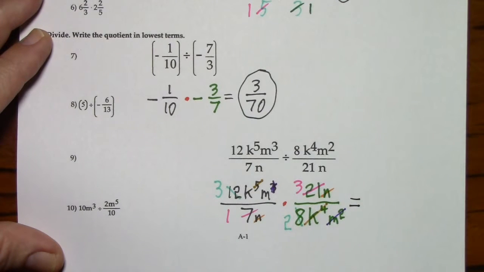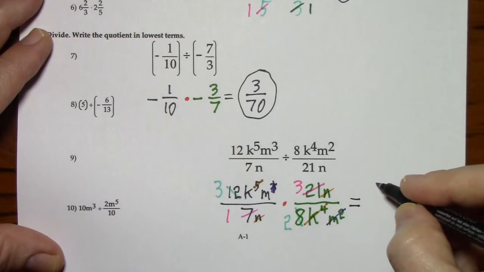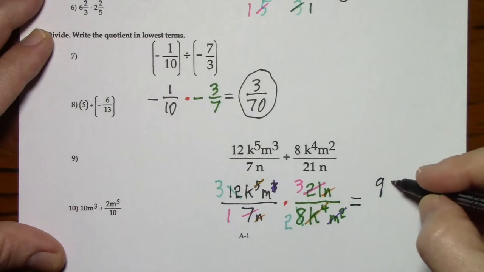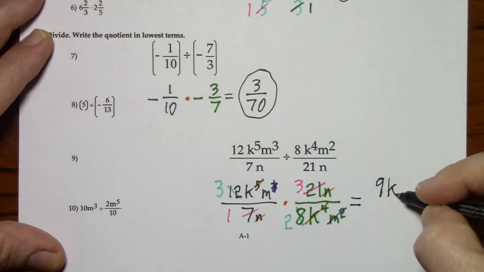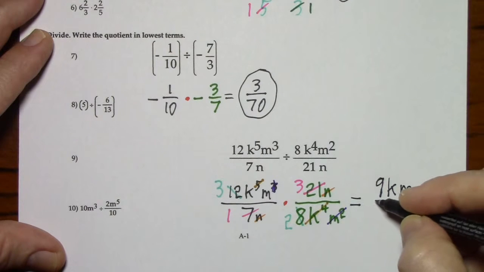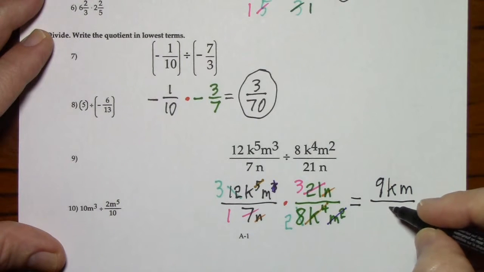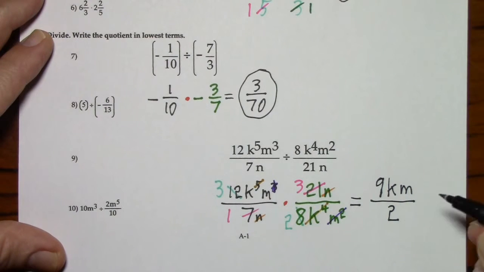Multiply straight across. 3 times 3 leaves us with 9. We have k to the first, m to the first. One times 2, and there's no variables left in the denominator. So here's our answer.